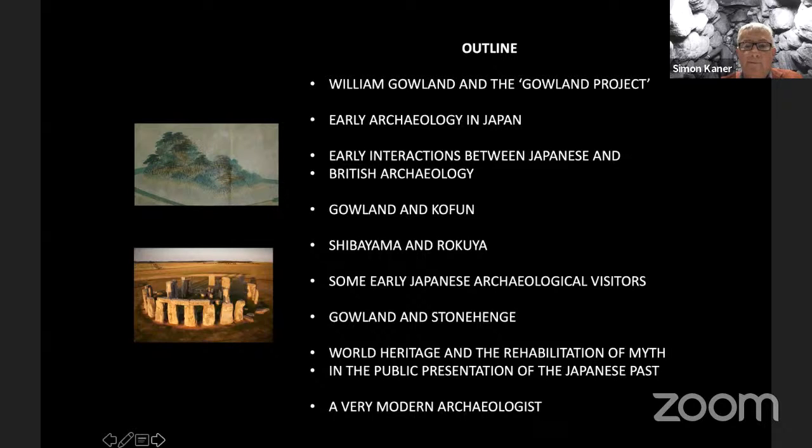We'll then flip over and consider Gowland's contribution to our understanding of Stonehenge. And this is where some of the Japanese British connections become very entangled and interesting. And then we'll head back to Japan and look at the World Heritage Movement over there in the light of the inscription of a number of these Kofun for the first time as UNESCO World Heritage in 2018. And a little bit of consideration about the public presentation of the Japanese past relating to this.